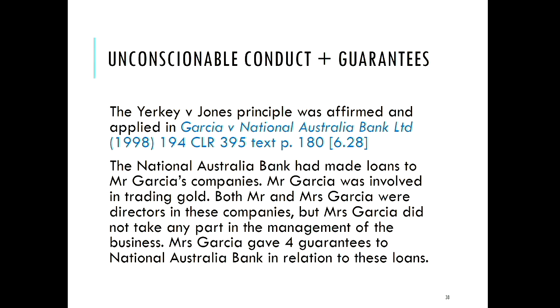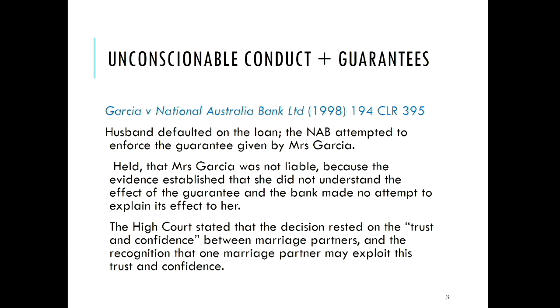And in this case, the National Australia Bank had made loans to Mr. Garcia's companies. Mr. Garcia and Mrs. Garcia were directors in these companies, but Mrs. Garcia was what you'd call a silent director. She didn't participate in the business of the company, but she was named on the company records. Mrs. Garcia gave 4 guarantees in relation to the loans. You can probably guess what happened next.